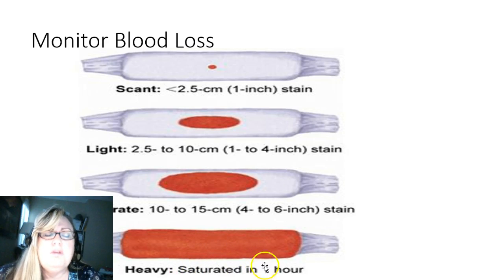So you guys, when you see a saturated peri-pad, take it off, sit the patient up in high Fowlers, clean her up, put a peri-pad on so that the blood drains to the peri-pad and not behind her. That's why I want you to sit her up and clean her up really well. And then check that peri-pad in 15 minutes and do a uterine assessment for tone. If you have saturation of the pad in 15 minutes, we know it's a clinical hemorrhage.